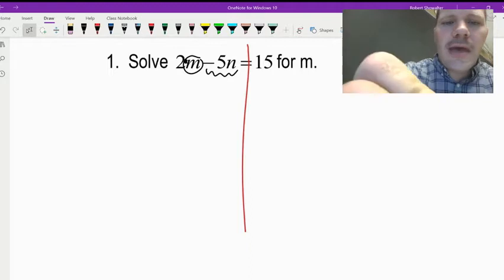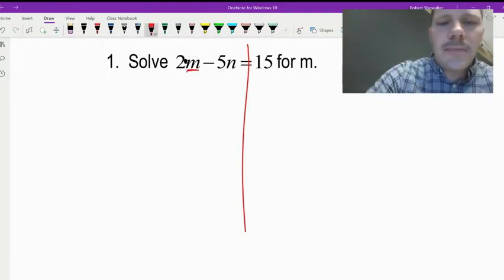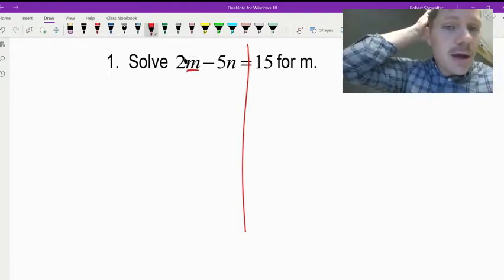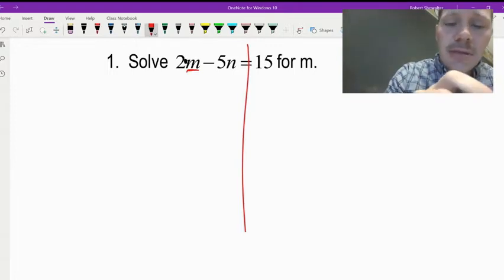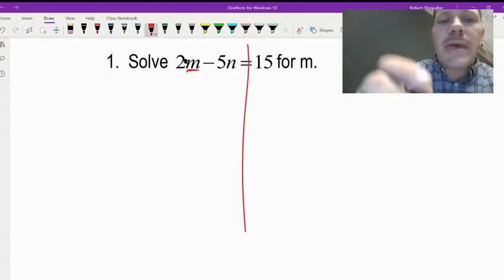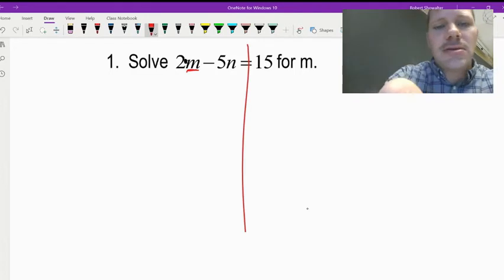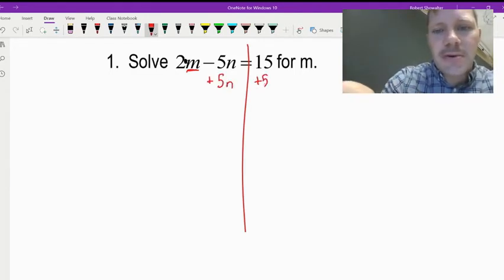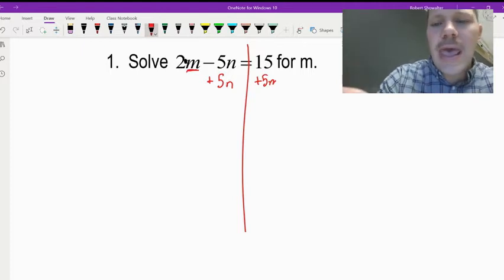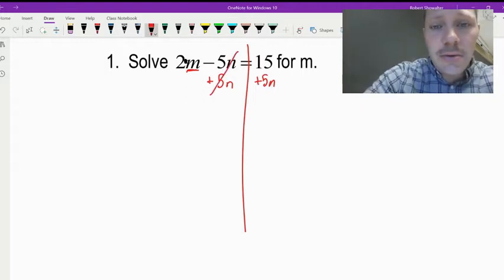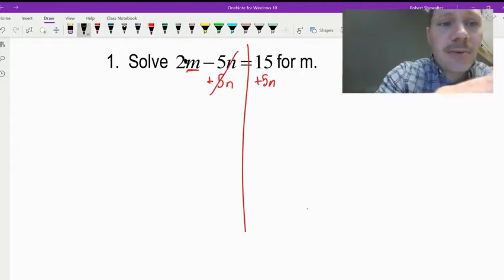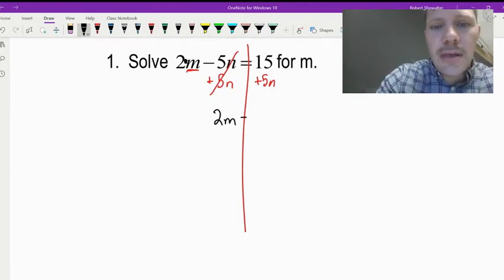So now we know where the m is. The m is right here, and we want to dig that out. We're not going to do the times 2 first. We're going to do this minus 5n. We're going to reverse that. So instead of minus 5n, we're going to add 5n to both sides because we're solving for m. When we do that, this makes 0, and on the left side, we are left with 2m equals.